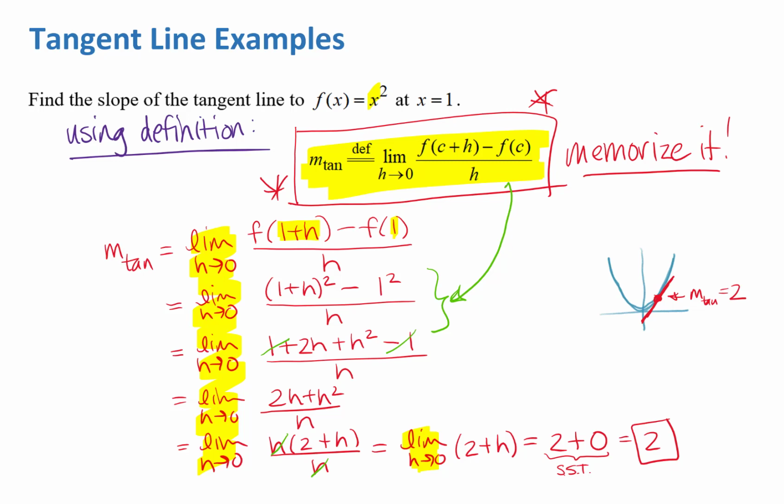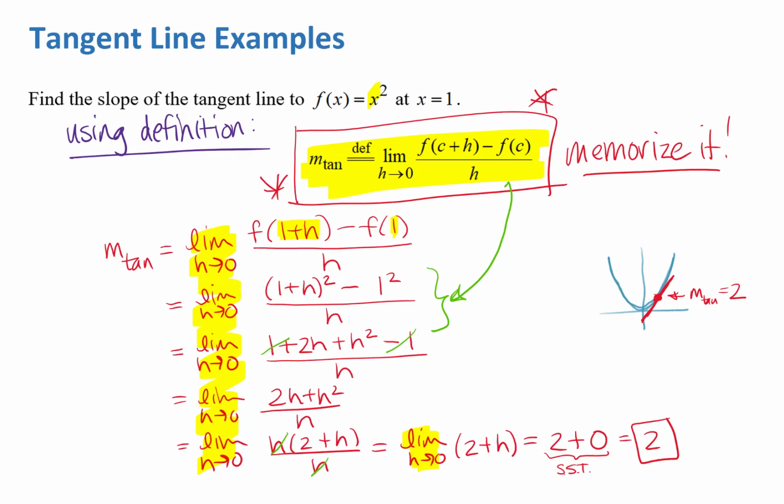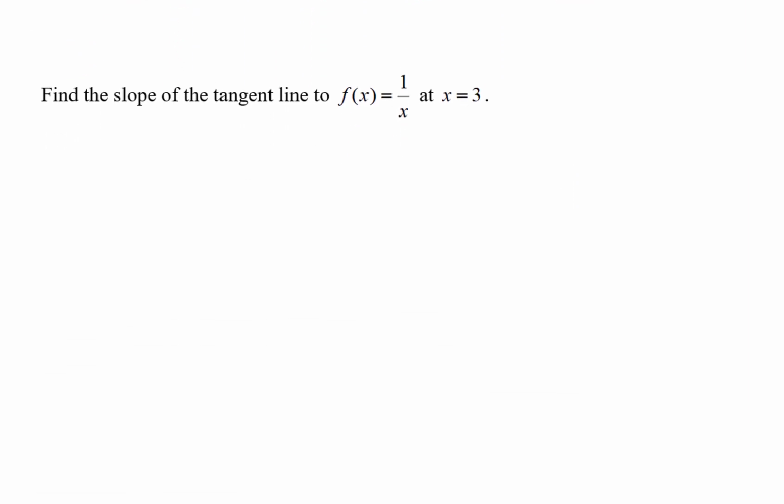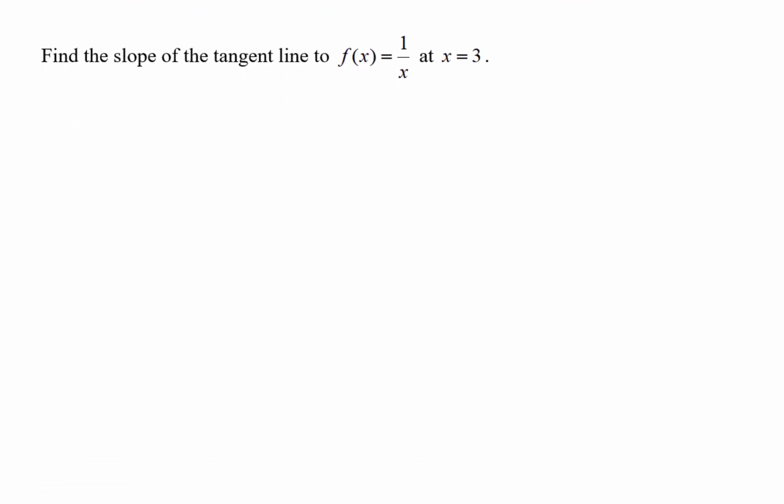Okay, so we're just going to look at some more examples. The algebra gets messier when the functions are messier, but other than that, it's pretty much the same idea. So again, we're going to do this using the definition. Make sure you write down that definition, and we're going to apply it to this function at x equals 3. So m tan equals the limit as h approaches 0. I'm going to write down the definition with my 3 in place of the x value that we're using here.